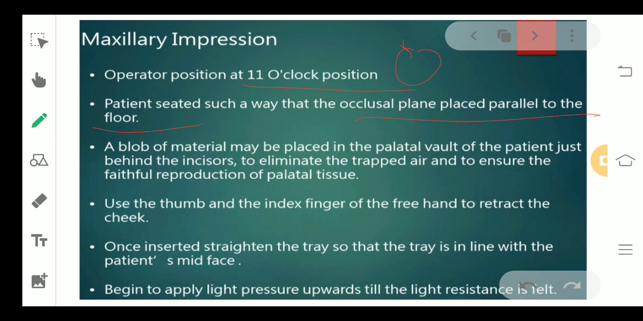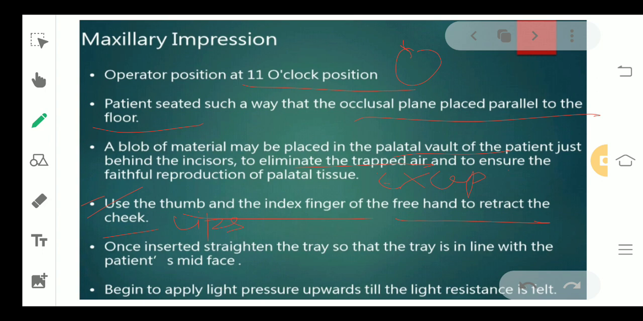A blob of material should be placed inside the palatal vault of the patient, just behind the incisors, to eliminate the trapped air. Now this is a very exceptional procedure. We do not do that every time. Use the thumb and index finger of the free hand to retract the cheek and also the lips. So you have to keep this in mind. This is very, very important for a good impression. The free hand should be used to retract the cheek and the lips.